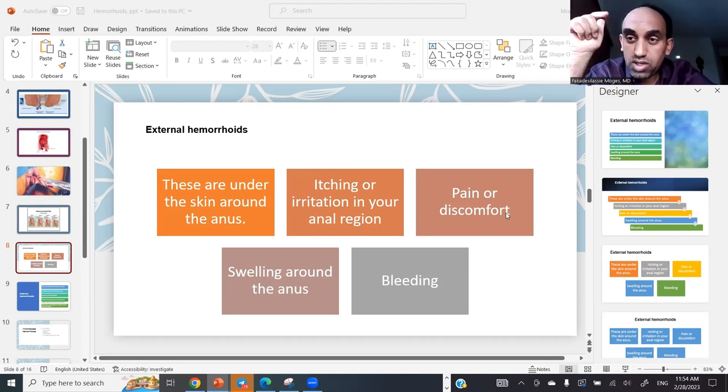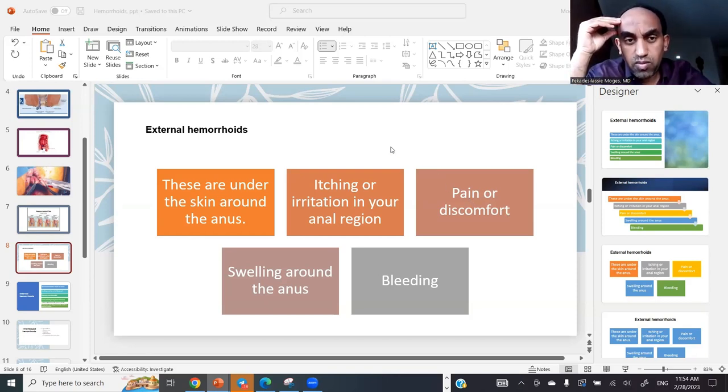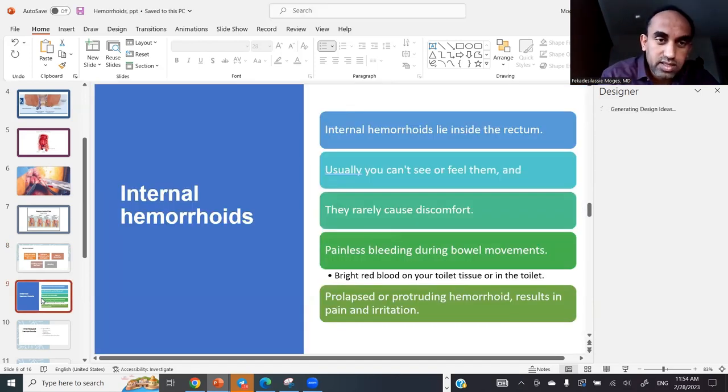So the pain threshold lasts for about 72 hours. Whatever interventions you do, you should do them within the first 72 hours, because after 72 hours, of course, the pain threshold would be up and then it just vanishes. So any intervention you do for a thrombosed external hemorrhoid should be within the first 72 hours, because that's a very painful timing. All right, so that's about it.